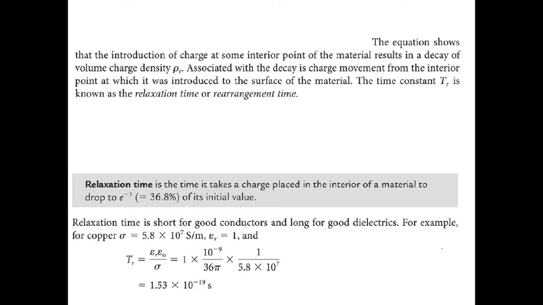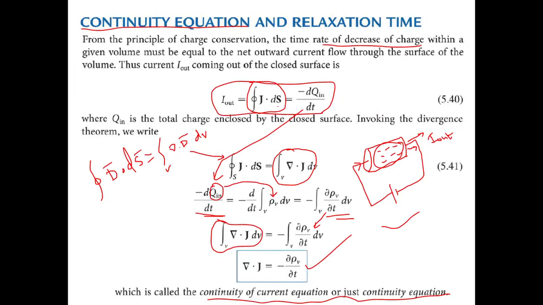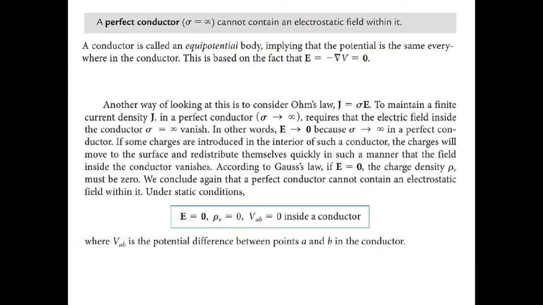Now we'll understand what is this relaxation time. The equation shows that the introduction of charge at some interior part of the material results in decay of volume charge density rho v. Associated with decay is the charge movement from interior point at which it was introduced to the surface of the material. This time tr is known as relaxation time or rearrangement time. To explain this sentence, I'll make use of this diagram.